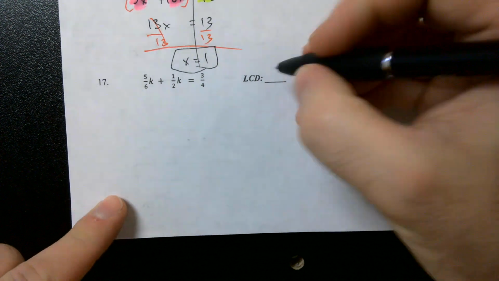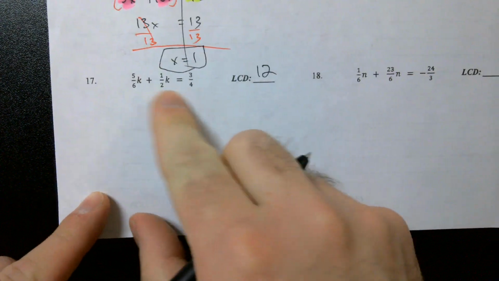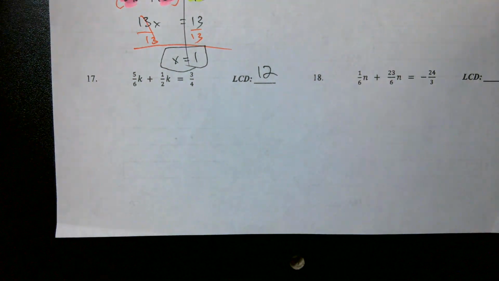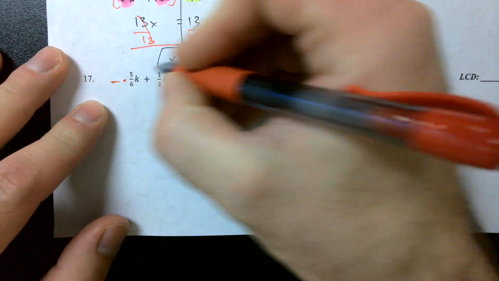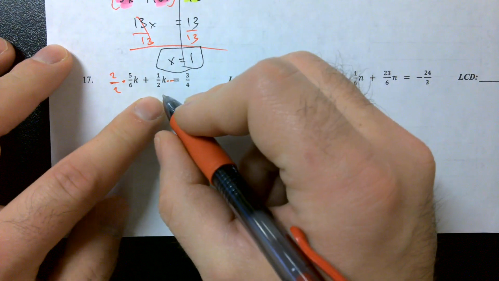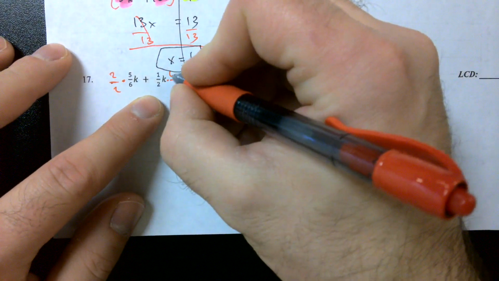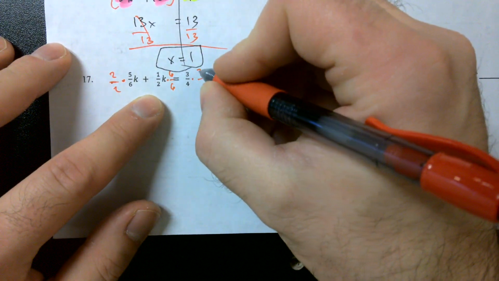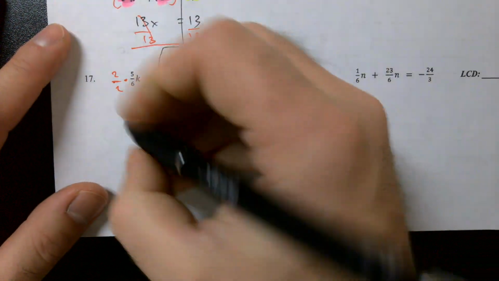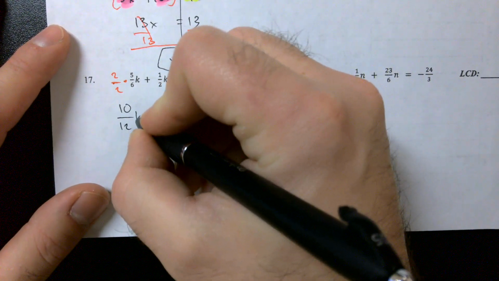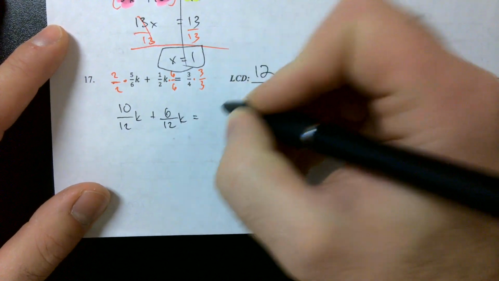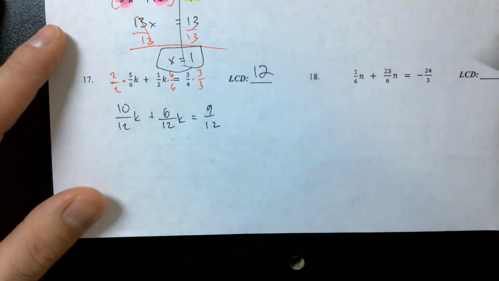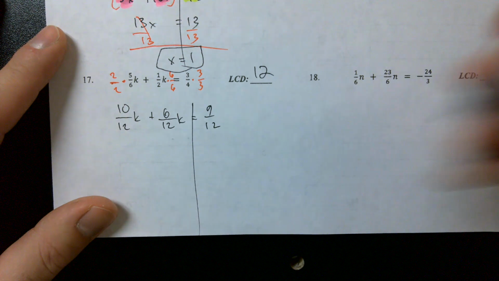I'm going to have to multiply all my terms by something because none of them have a 12 on the bottom. What can I multiply my first term by? 2 over 2. Good. What about my next term? 6 over 6. Great. And my last term? 3 over 3. Beautiful. Great job. 10 over 12k plus 6 over 12k equals 9 over 12. Cross out the 12s.